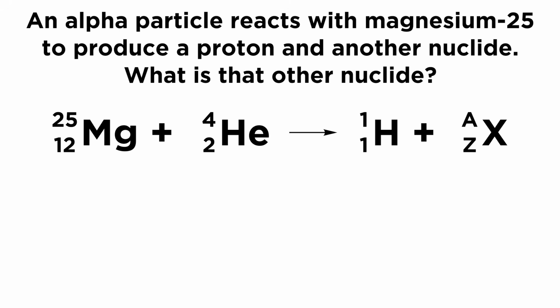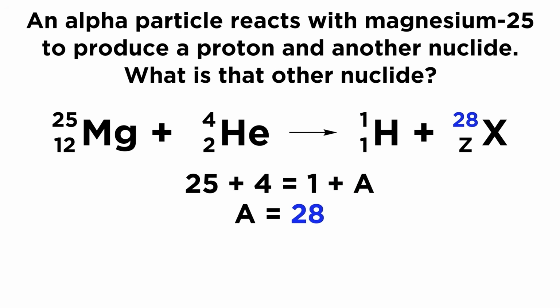Let's try one example to make sure this makes sense. If magnesium-25 is bombarded by an alpha particle, it will produce a proton and some other nucleus X with mass A and charge Z. What must this nucleus be, considering what we know about balancing nuclear reactions? Well, let's take a look at the mass numbers. On the left, we have 25 and 4, which add up to 29. That means that on the right, 1 and A must also add up to 29. That makes A equal to 28.